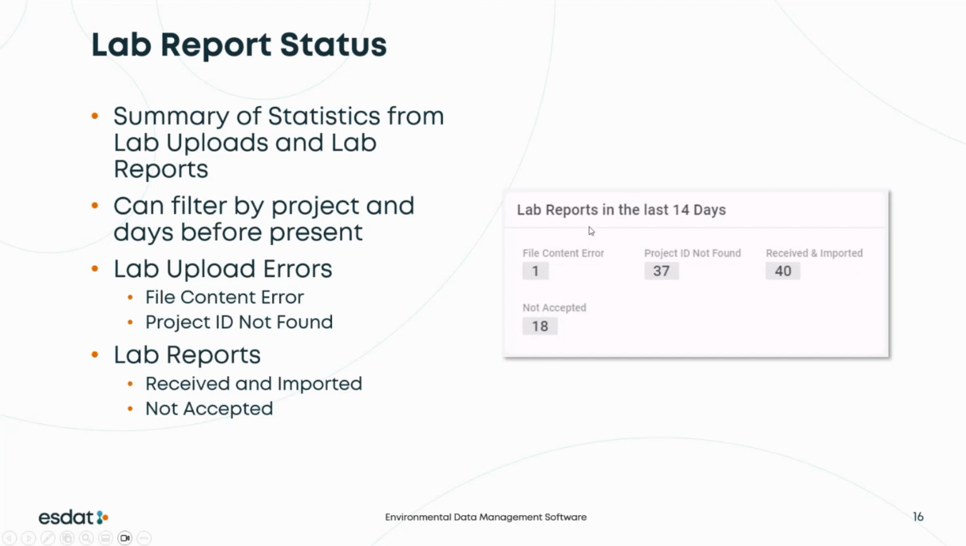So for this particular example here, in the last 14 days, we have one file content error, 37 project ID not found errors, 40 lab reports have been received and imported, and of those 40 that were received and imported, 18 have not been approved. So this is, like I said, the project ID not found is a little high, but the others are fairly usual statistics to have.